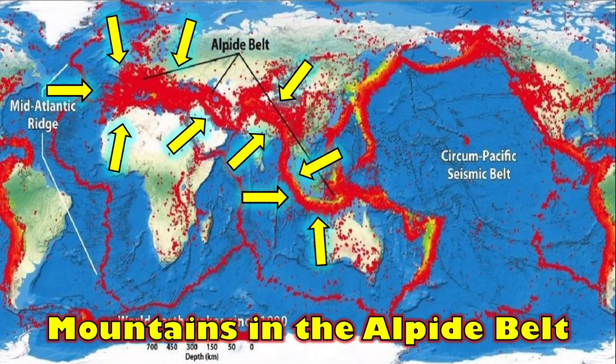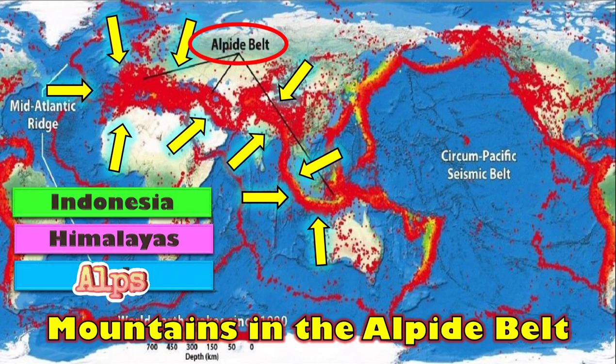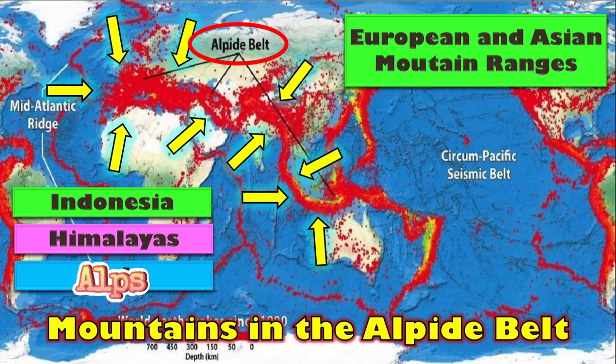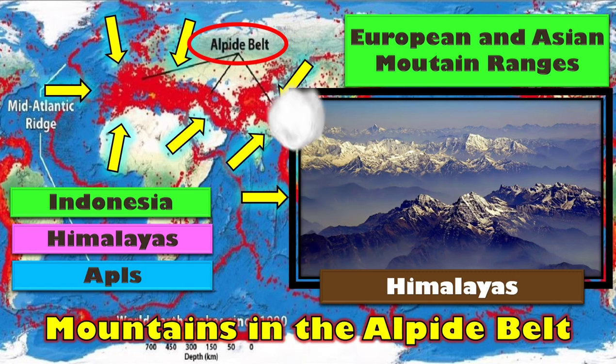The Alpine Mountain Belt stretches from Indonesia through the Himalayas and ends in the Alps. This also includes other European and Asian mountain ranges. The highest mountain range is found in the Himalayas, including Mount Everest, which is 8,848 meters high.